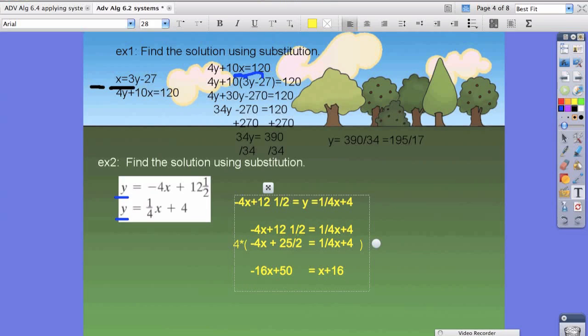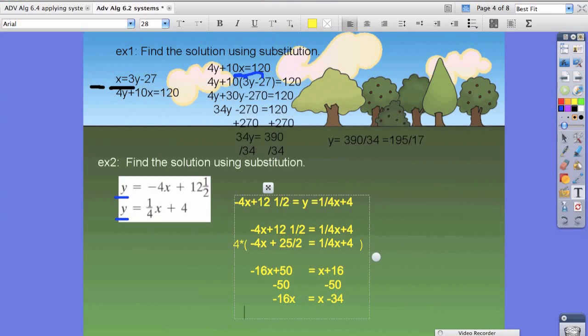Now what we're going to do is try and keep all of the x's, all the variables, on the left-hand side, and all the constants on the right. So negative 16x is going to stay. The 50 is going to move. So the opposite of plus 50 is minus 50. So we're now left with negative 16x equals x minus 34.